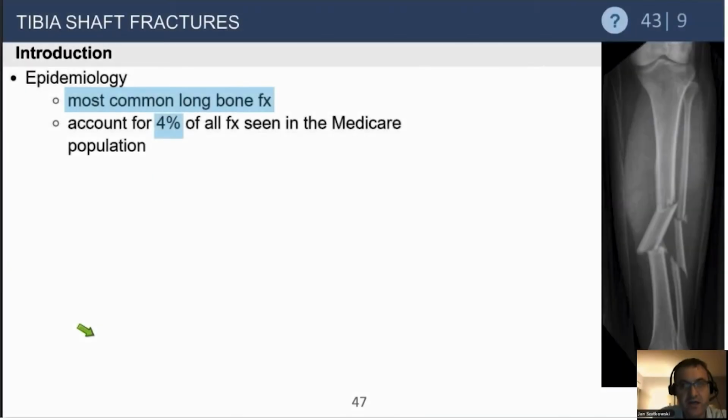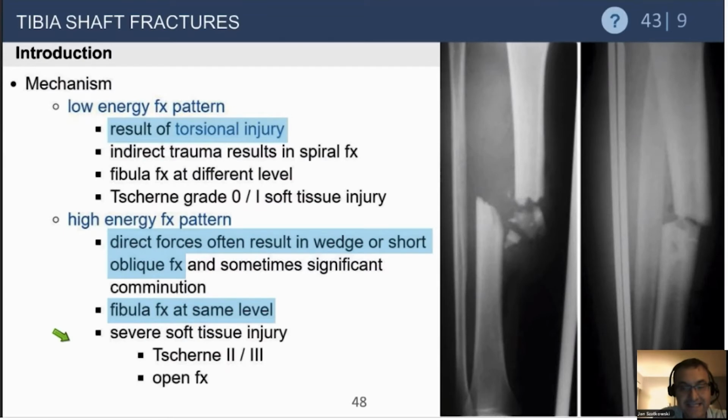So now we're going to go to tibial shaft fractures. I know it's been a lot of information already. A lot of this is going to be said again, as there's a lot of overlap, obviously, between proximal, midshaft and distal third tibial shaft fractures. This is the most common long bone fracture, accounting for 4% of all fractures seen in the Medicare population.